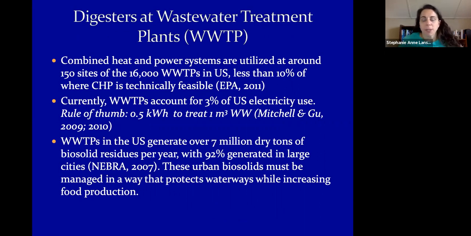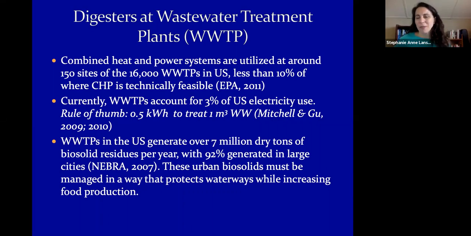If we think about it specifically in the wastewater treatment context, about 150 of the 16,000 wastewater treatment plants in the US use it. That's less than 10% of where combined heat and power is technically feasible. Currently, wastewater treatment plants account for 3% of all the electricity use. Literally 3% of our electricity in the entire US goes to treat our waste.